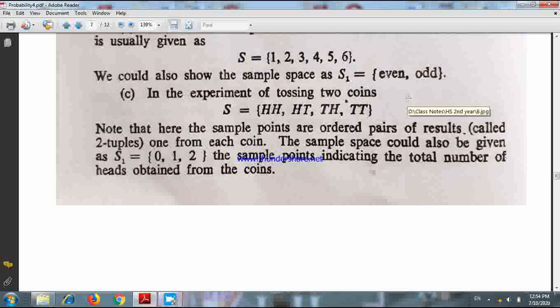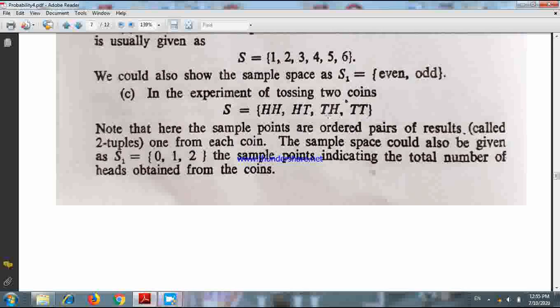HH means head on the first coin, again head on the second. HT, head on the first coin, tail on the second. Now HT and TH are different. TH means tail on the first coin and head on the second coin, and then TT. So these are the four possibilities when two coins are tossed, and the set of all these possibilities is the sample space when two coins are tossed.